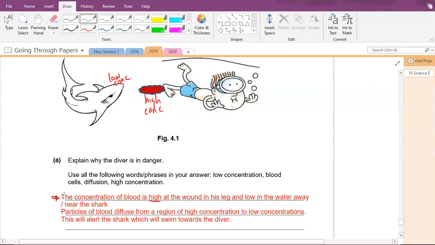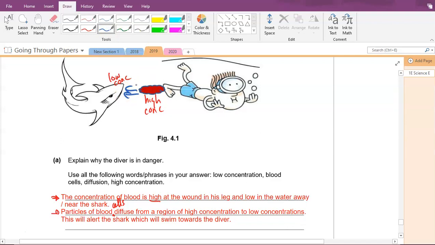Next, if there's this difference in concentration, what's going to happen? The blood cells, make sure you use blood cells, since I want blood cells, right? They will diffuse from the region of higher concentration to lower concentration. So the blood cells will move towards the shark.